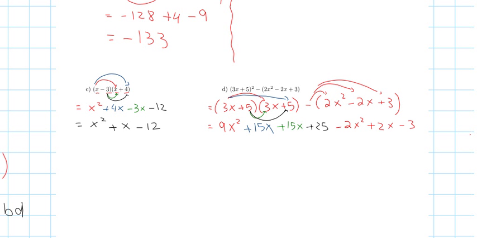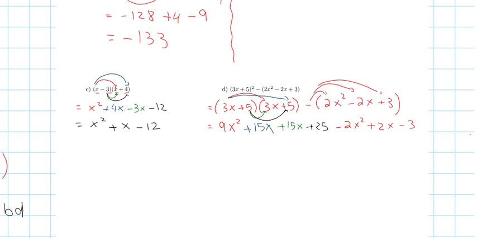Okay? Now I have no more brackets. I have no more multiplication. I only have terms that are added and subtracted together. Do you guys see that? Everything is gone. Now it's the time of collecting like terms. What are my like terms?